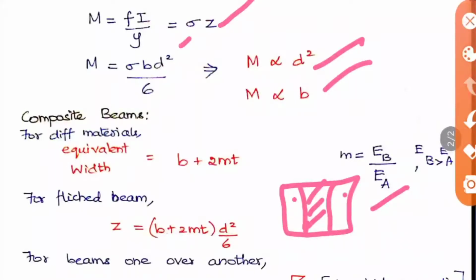I am telling an example only, that the lesser material will be at the two sides and the larger material will be in the middle. The Young's modulus of that lesser material should be divided by that of the other metal, that is metal A. Always it should be like that: the Young's modulus of B should be greater than the Young's modulus of A, so that the value of M will always be greater.